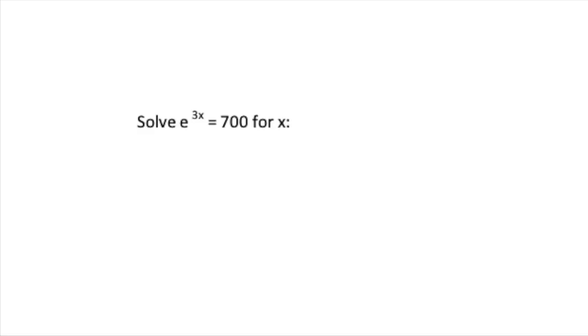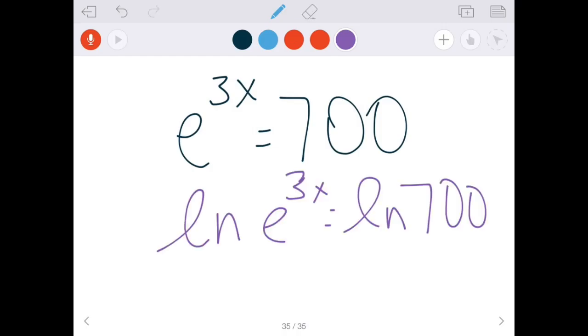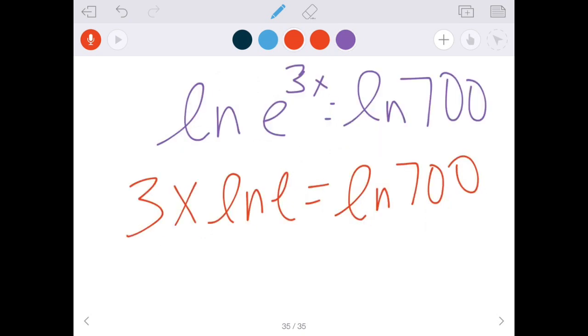Here we're going to use logarithms. That way we can move the exponent. Because there's an e, we're going to use a natural logarithm. So we're going to do the natural log of both sides, and that means we can move the 3x out front as a coefficient. Remember that the natural log of e is 1, so you can just ignore it, and we're going to solve for x, so we're going to divide by 3.